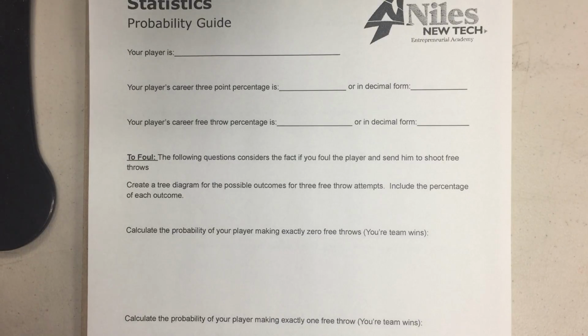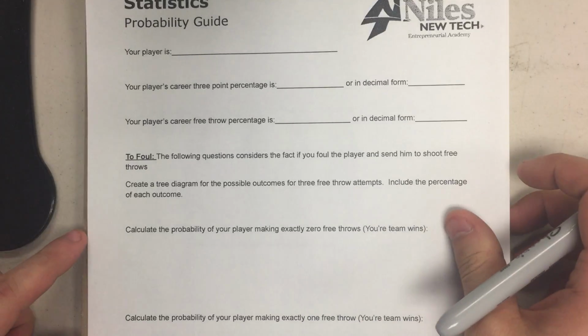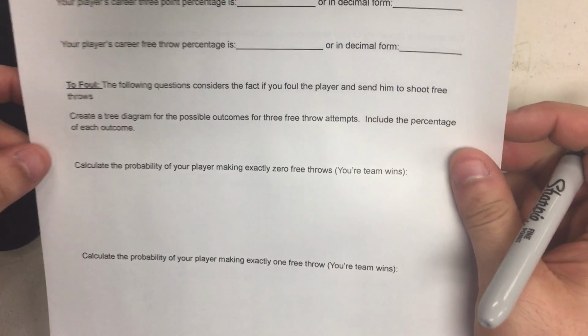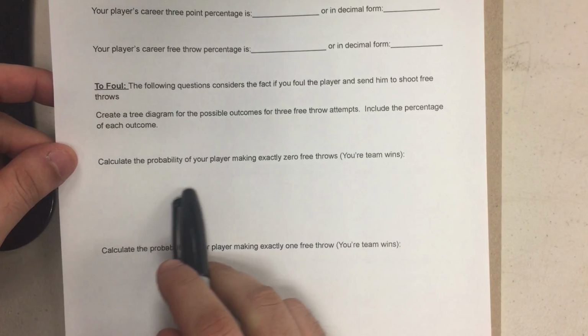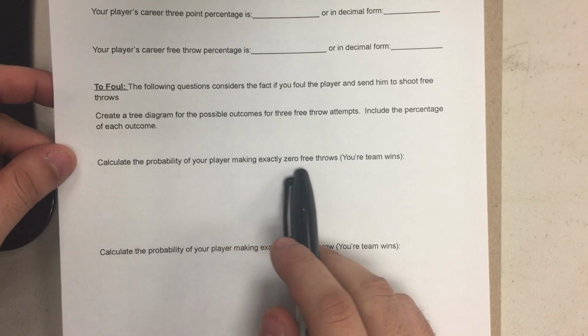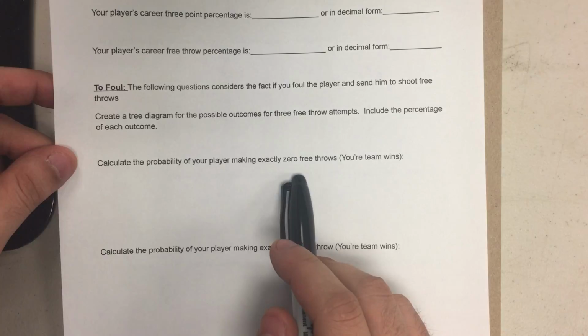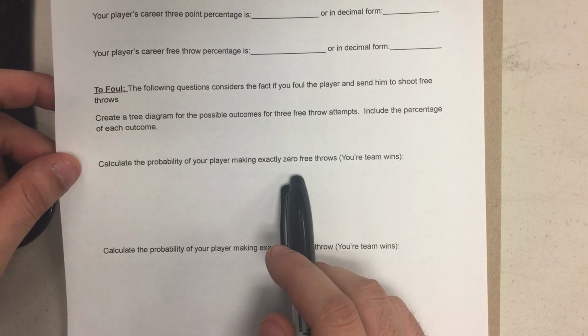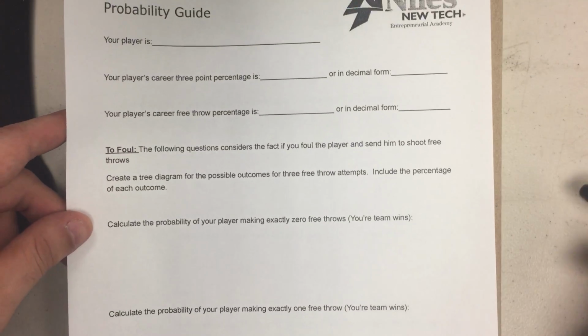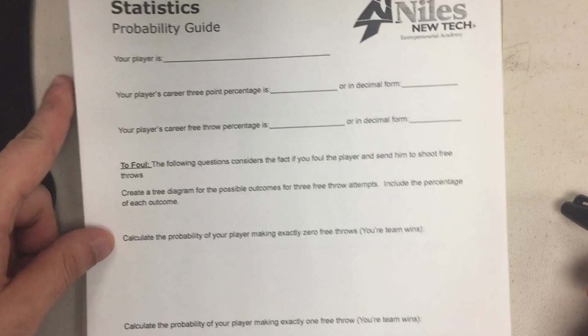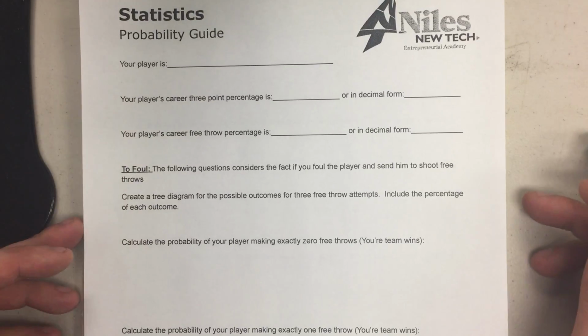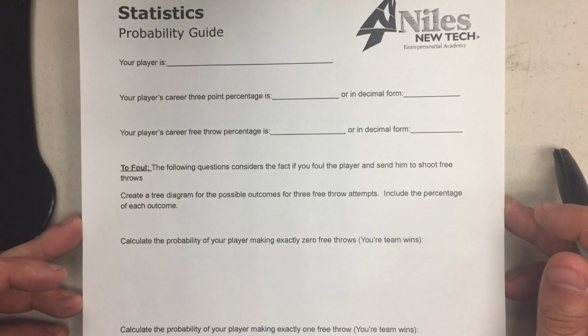Okay, so I'm going to be going over a workshop on the probability guide because I know that a lot of you guys have questions. One thing to note is on your probability guide, I told you to take out the question where it says calculate the probability of your player making exactly 0 free throws, but you're going to want to add that back in. So we're going to want to calculate that one out. Make sure you're paying attention to this so that you aren't lost, and that when I return, you know what's going on.